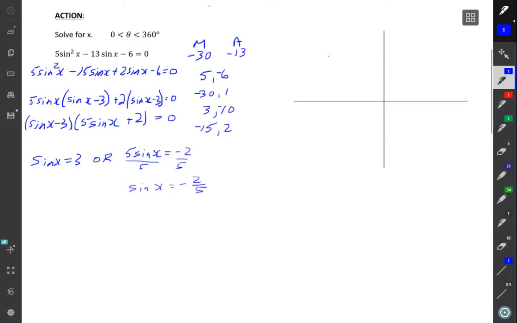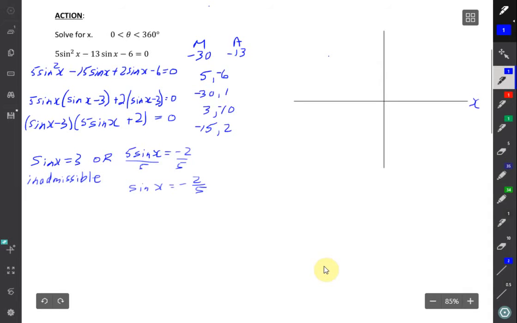Once we've done that, the next part is to do the trig equation and solve it. Looking at these two trig ratios, sine x equals 3 is not valid because sine has to be between -1 and 1. So this is inadmissible. That means we don't have to solve that one. That leaves us with this ratio to solve. It says it's between 0 and 360, which is one full circle.